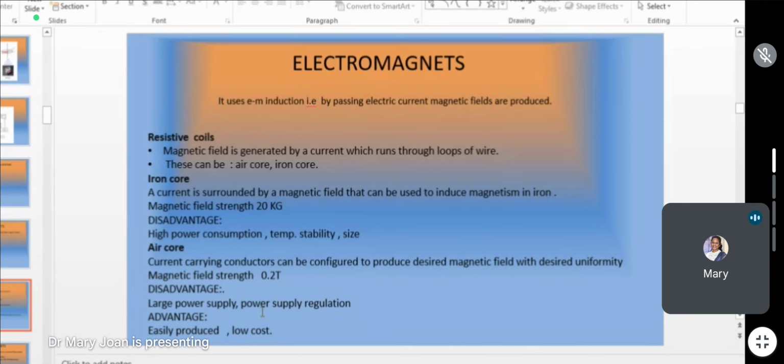And air core: current carrying conductors can be configured to produce the desired magnetic field with desired uniformity. So magnetic field strength is 0.2 Tesla. Disadvantage is large power supply and power supply regulation requirements. And advantages are that they are easily produced and low cost, both of these.